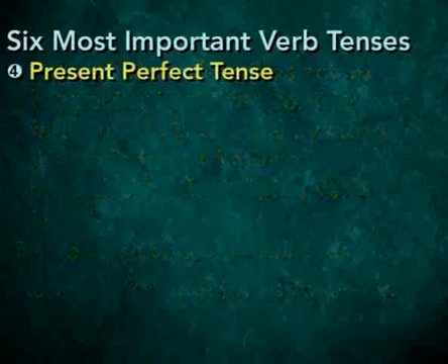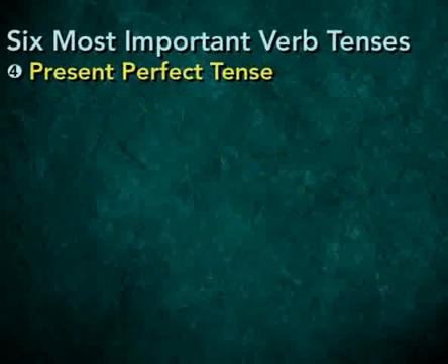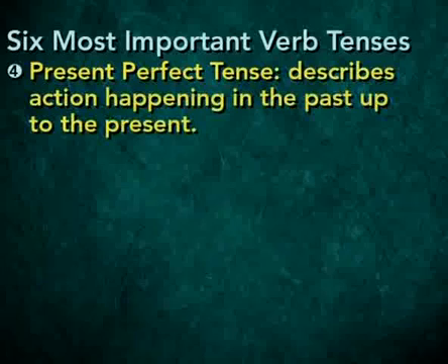Now, the fourth tense is called the present perfect tense. And here's where the tenses begin to get a little more complicated. The present perfect tense is used to describe action happening in the past up to the present. If this sounds a little confusing, with a little experience and some practice in reading and using this verb, you'll begin to understand how it's used.